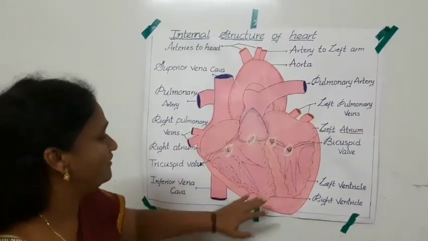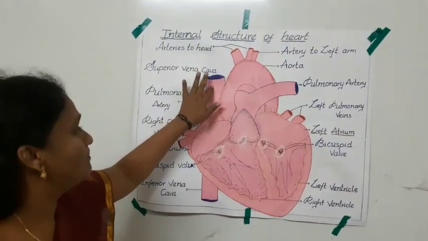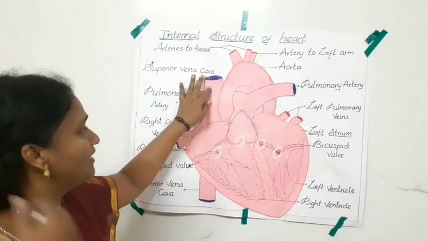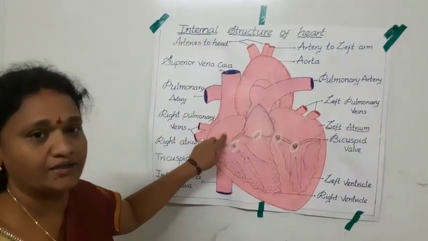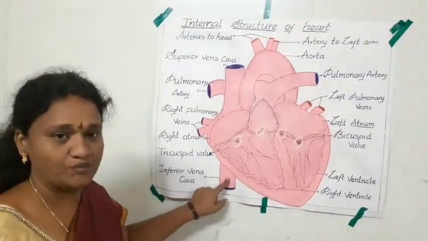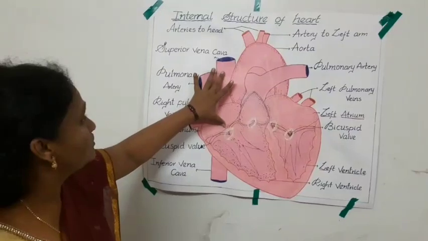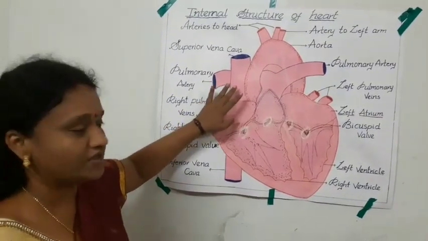When we see the blood flow, the superior vena cava collects the blood from the upper parts of the body, that is from the head and neck, and opens into the right auricle. The inferior vena cava collects the blood from the lower parts of the body and opens into the right auricle. These 2 vena cavas collect the deoxygenated blood.